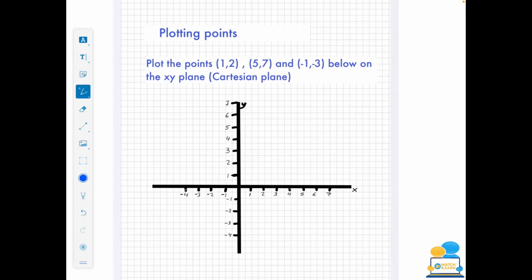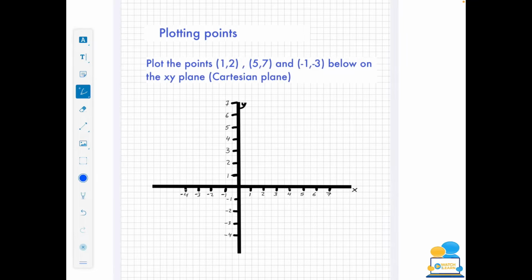With these you're always given two numbers. A point always has a bracket, and then two numbers separated by a comma. The first number tells you how far right or left to go, and the second number tells you how far up or down to go. How I remember this is, when you go into the school, you go along the corridor, and then you go up or down the stairs.